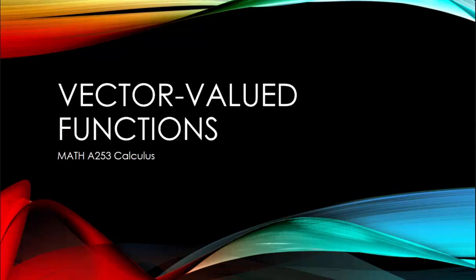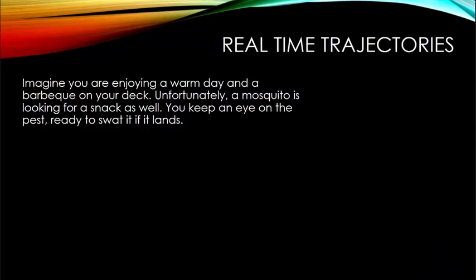In this video, I'm going to talk about something called vector-valued functions. In order to work with trajectories that are more realistic, in other words, trajectories that can be described in terms of 3 dimensions rather than just 2, I need to be able to define what happens when the trajectory changes over time across 3 dimensions.